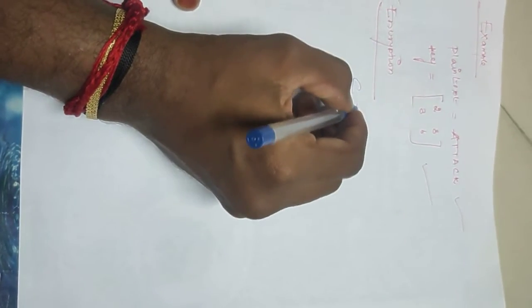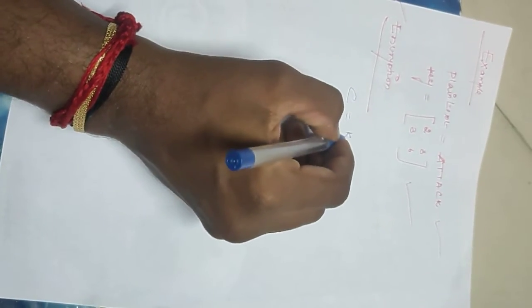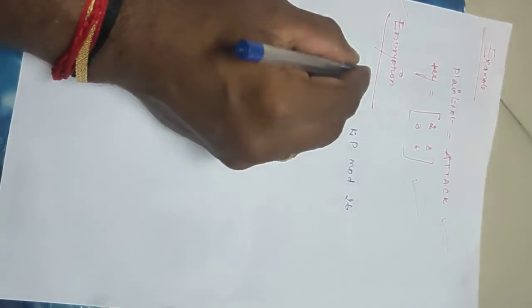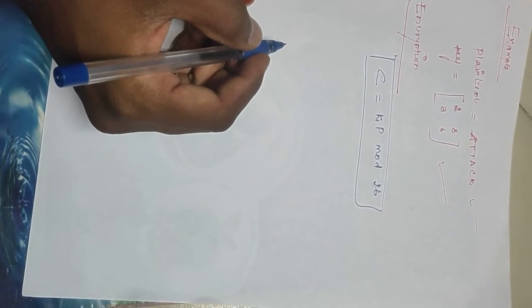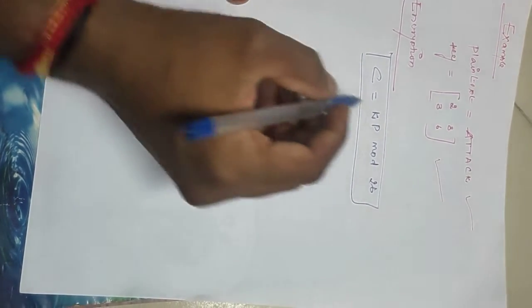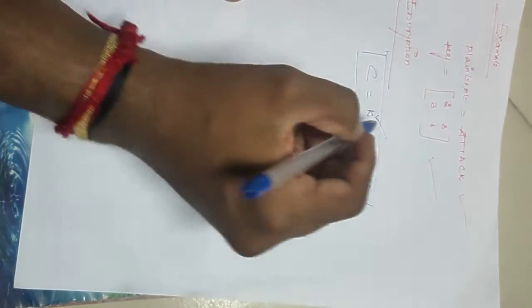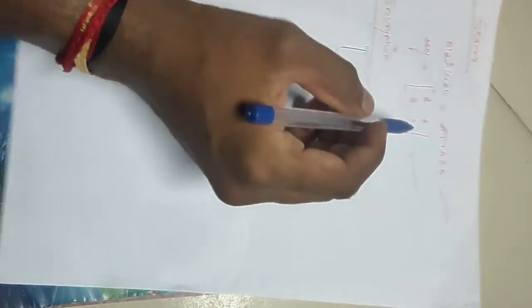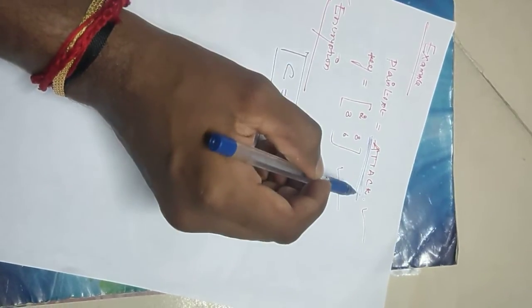So in the encryption, the formula is ciphertext equal to K P mod 26. This is the formula for finding a ciphertext. So we have the value of K and we know the value of P. P is in the form of letters.